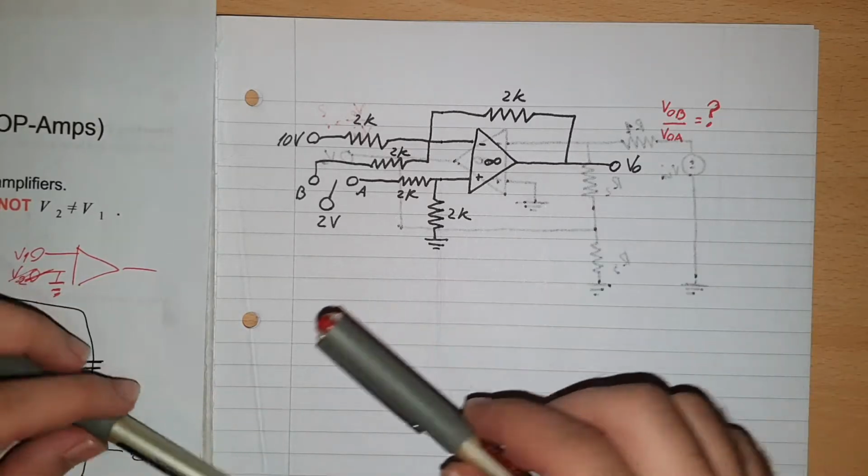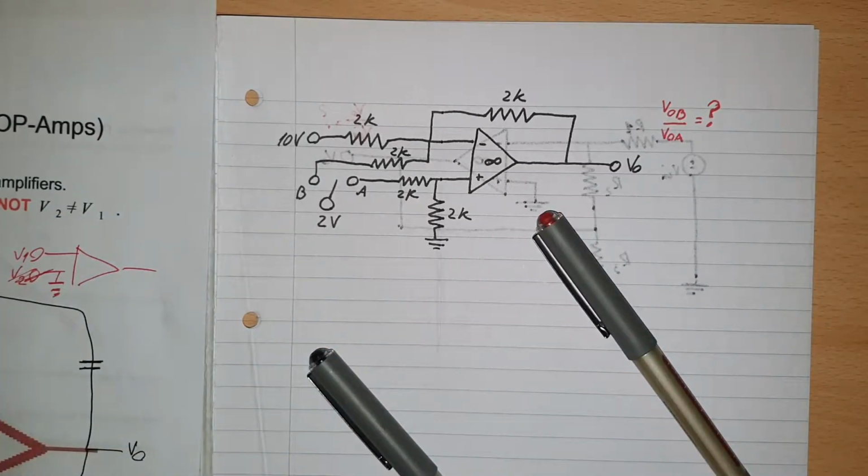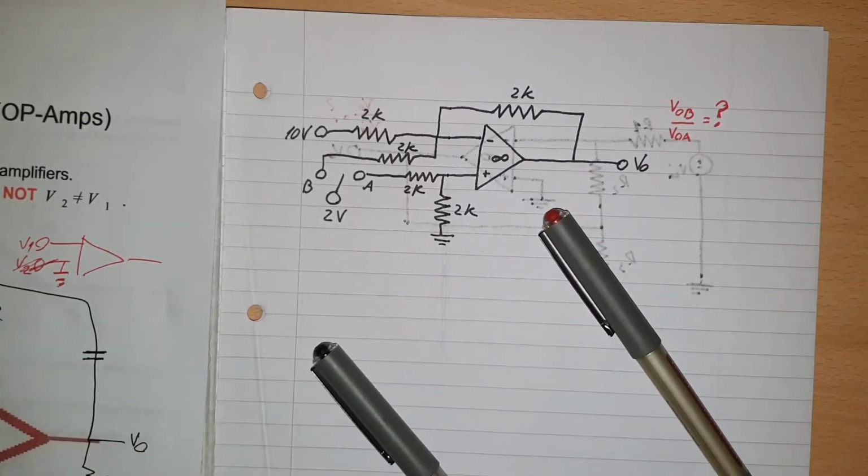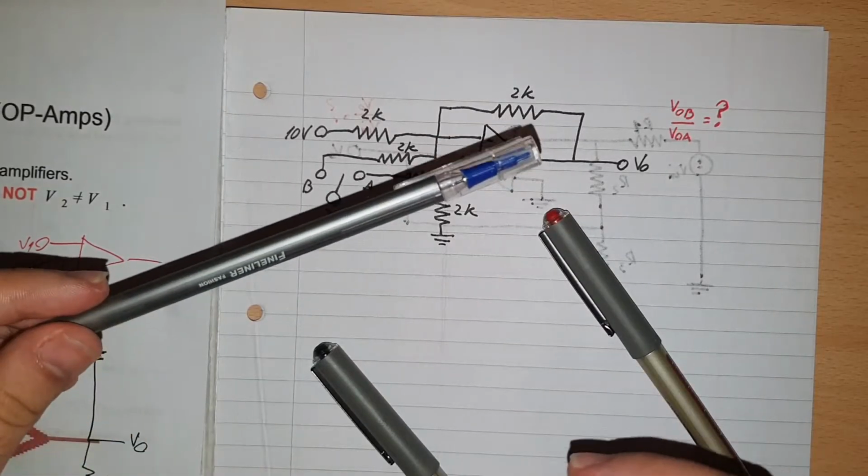Let me get another color. So this is red, this is blue, and this is black. What color? Oh, this is black as well. No, let's see. There you go. This one is blue. Okay, that's good then.